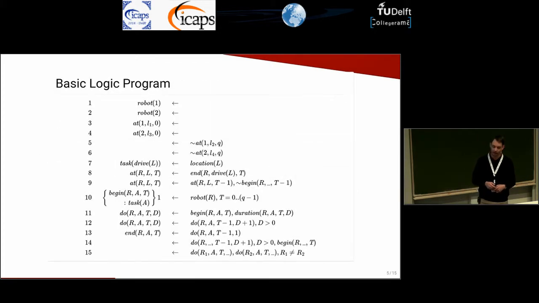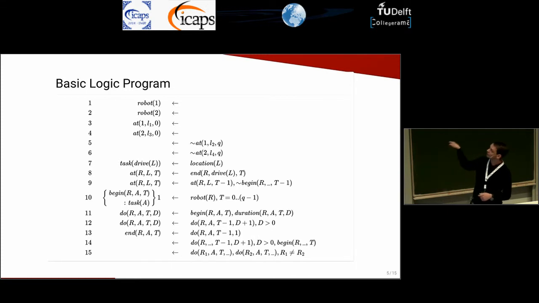So let's look at an ASP program briefly. You see here the first 4 lines are simply facts, so they state just the initial situation. There are 2 robots, and one is at location L1 and one is at location L3. Then we have a few constraint rules. They tell what the goal configuration is. So we want robot 1 to be at L2 and robot 2 to be at L4. We have a single task. It's a drive task, which takes as an input parameter a location.